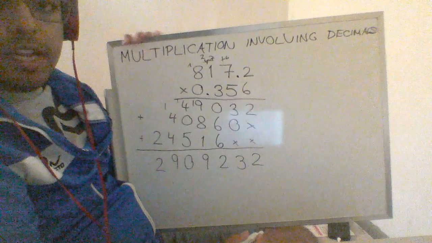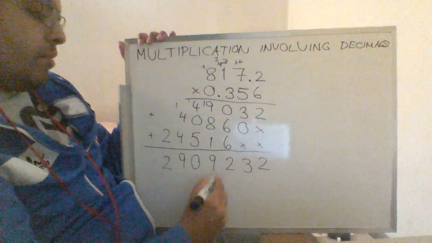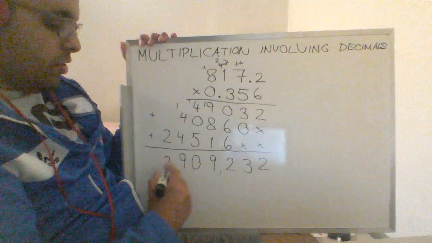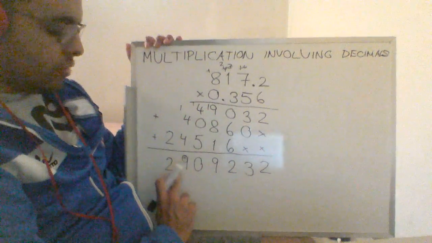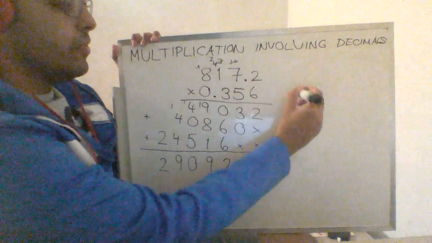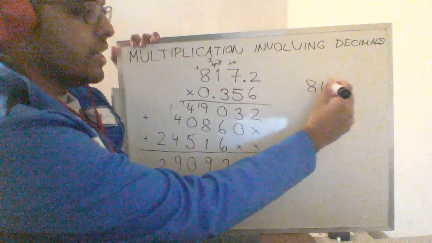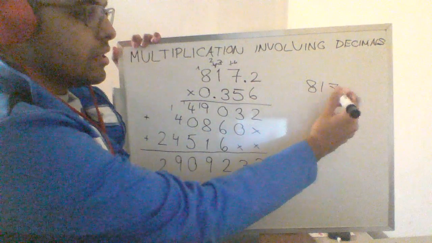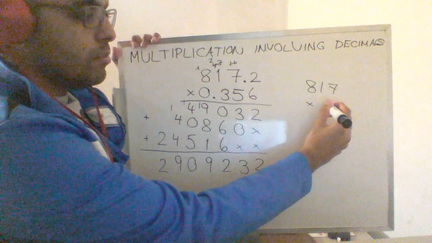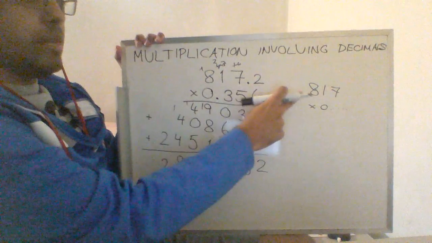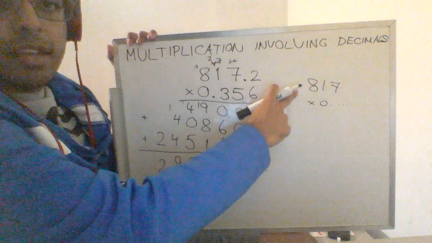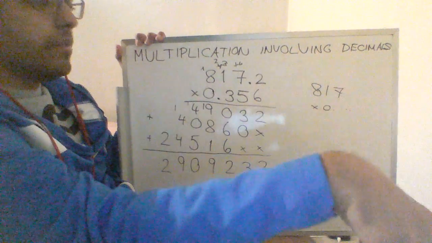So, ignoring the decimal point, we've got a number that's in the millions: 2,909,232. But that's way too big when you consider that we're doing 817 and a little change times something smaller than 1, 0 point something. And that means we're going to get smaller than 817.